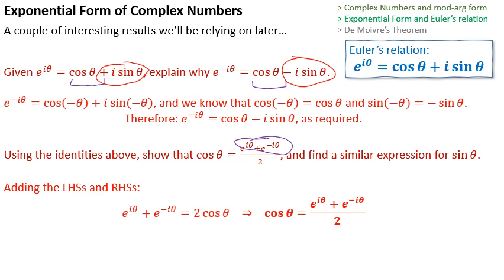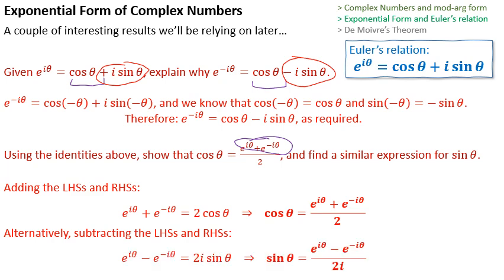If you want to make the sine theta terms combine and the cos theta terms cancel out, subtract the left-hand sides and right-hand sides respectively. So I'm going to start with e to the i theta and I'm going to take away e to the minus i theta.